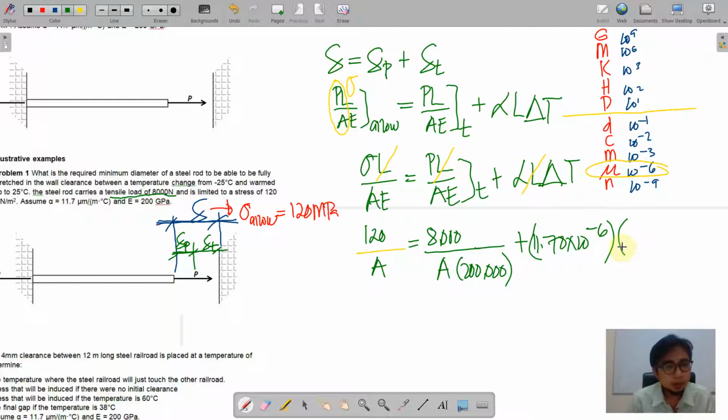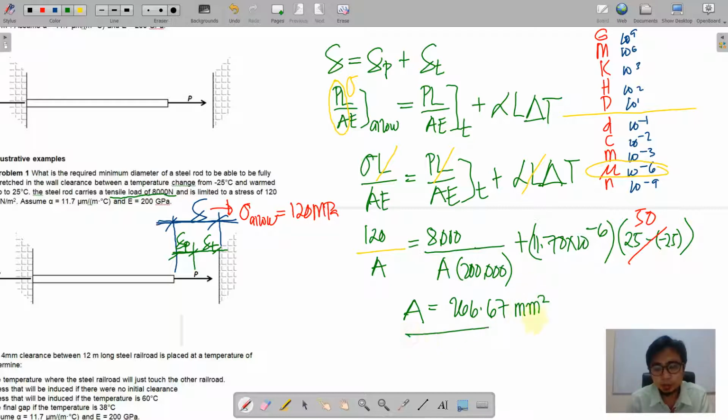Our delta T is the final temperature, 25, minus the initial temperature. So we will be having here an addition. So basically, ito magiging 50 yan. Okay. And then eventually we will be having an equation having a single unknown, that is the area. Okay, so the area is found to be 266.67. Okay, so this is in terms of millimeter squared.